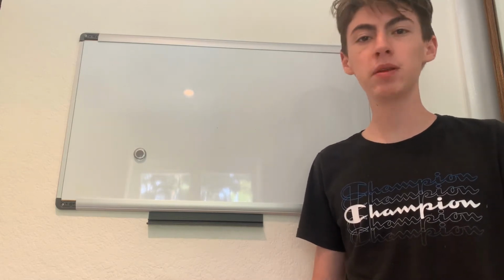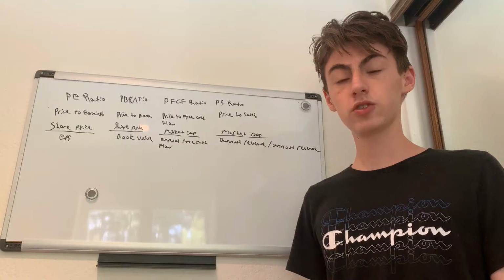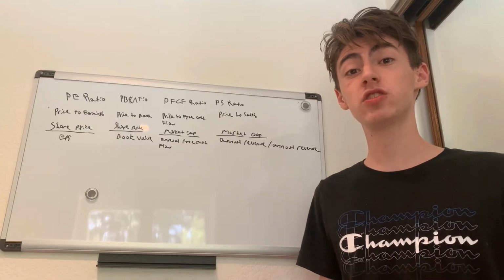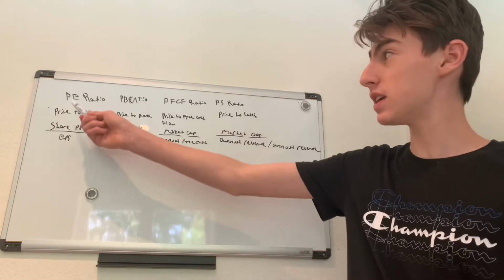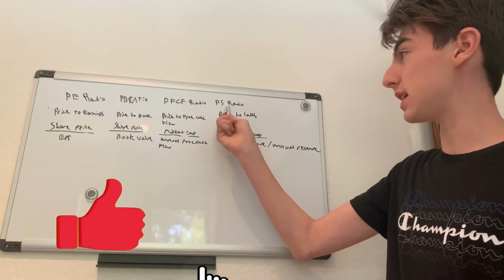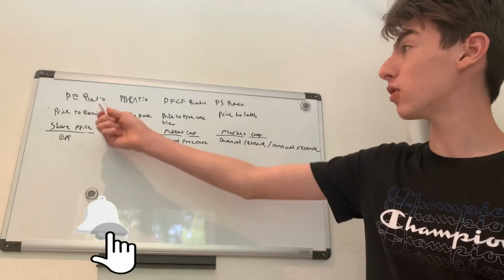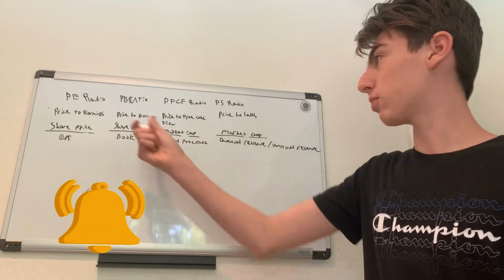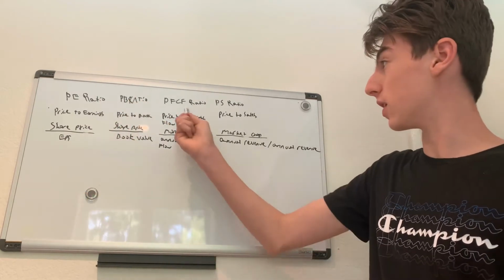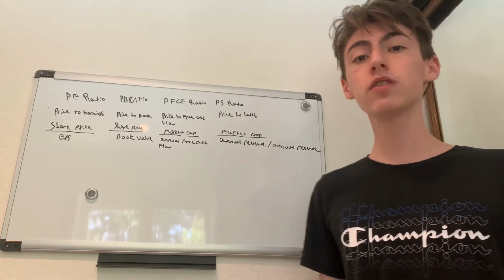And in this video, I'm going to be teaching you guys how to use different ratios to analyze a stock. So the four ratios I'm going to be teaching you guys in this video are the PE ratio, the PB ratio, the PFCF ratio, and then the PS ratio. The PE ratio is also known as the price to earnings. So these are all abbreviations for them. The price to book for the PB, then there's the price to free cash flow, and then there's the price to sales. So those are the four that I use.